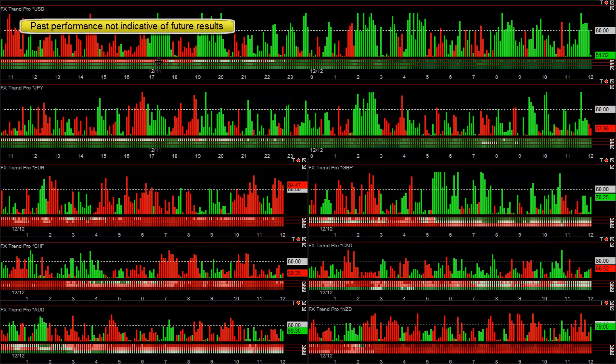The monthly can take too long to change, and as intraday traders that are looking to catch 10 to 100 pip moves, we don't care if the monthly trend's in our way or not. But if the monthly trend, daily trend, and weekly trend are all in your direction, then you can trade a little bit more lot size and your odds go up.